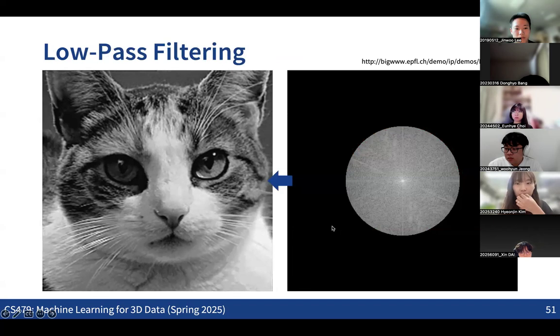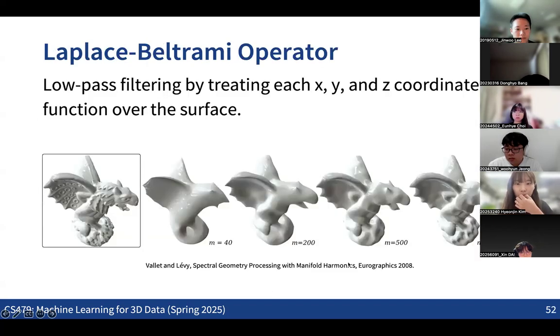So this is the basic idea of low pass filtering, and we can do the same thing for functions over the surface as well. These are some examples where we take the x, y, z coordinates of each vertex as a function defined over the shape. Then we apply low pass filtering to those x, y, z coordinates, and we get smoother shapes like this when you only take the low frequency information of the shape.